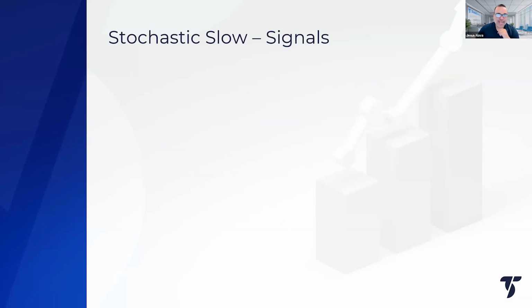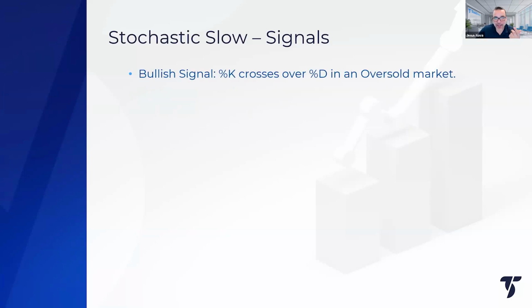So the signals on the stochastics, and you're going to notice that the signals are very similar across all these 3 studies: stochastic, RSI, and %R. I keep on saying the 3 names over and over so that we understand that they are very similar. Okay, so the bullish signal, %K and %D. We talked about these 2 lines. We looked at the formula. And what we're looking for is a crossover of these 2 lines in an oversold market. Now, that's the keyword right there. So we're looking for the 2 lines to cross at the very bottom of the chart.